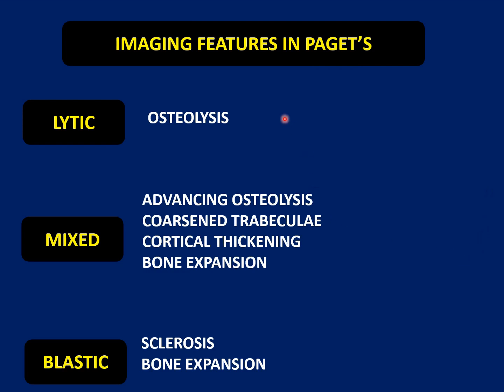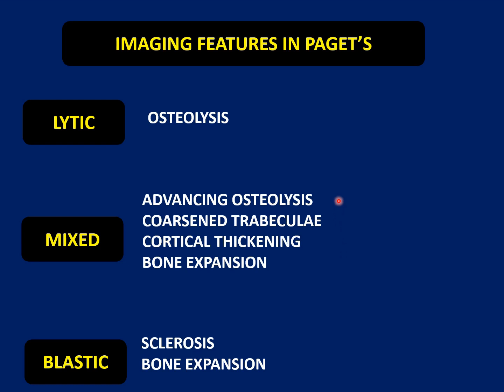Coming to imaging features in Paget's, depending upon the phase, we know that there are three phases: a lytic, a mixed, and a blastic phase. The lytic phase is predominantly characterized by osteolysis, and the blastic phase is predominantly manifested as sclerosis and bone expansion. The majority of patients with Paget's disease will present in the mixed phase, which has these four cardinal features.